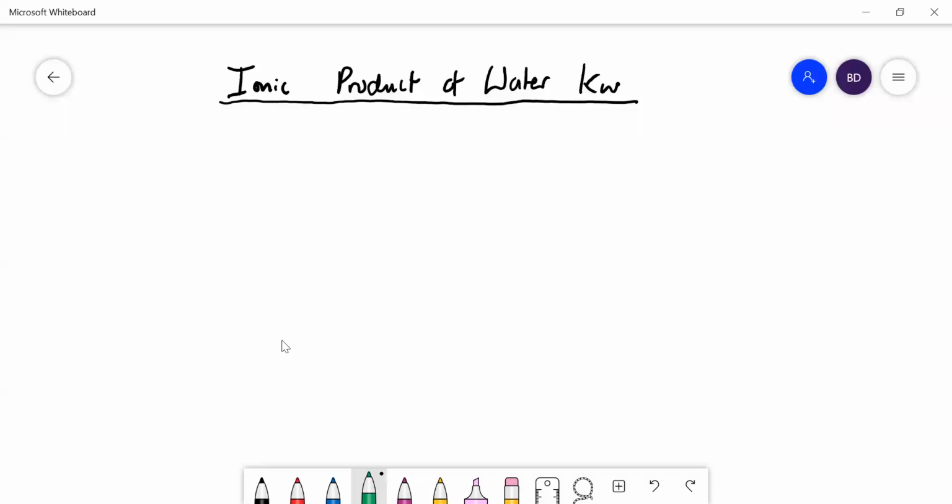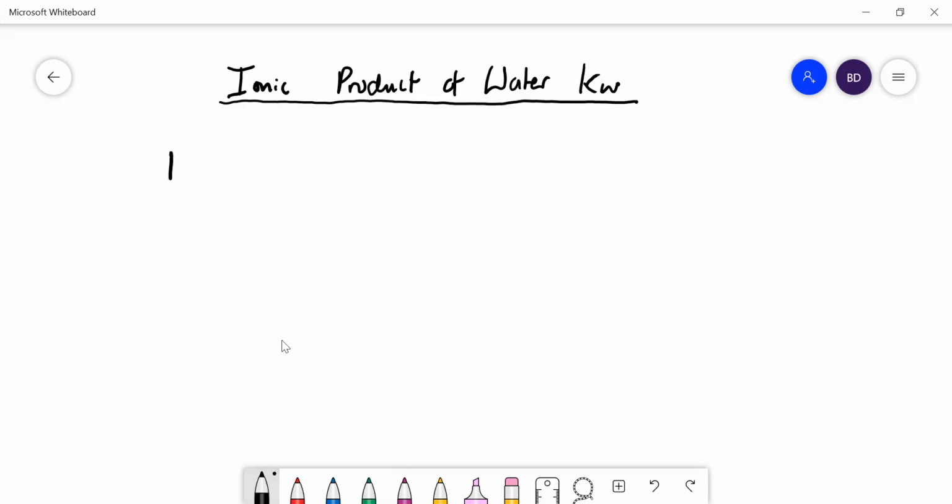Okay, we're going to talk about the ionic product of water, Kw. Well, we come across Kc. You probably come across Kp as well by now. And so you can tell from this that this is another equilibrium constant. Okay, and the reaction we're looking at is this.